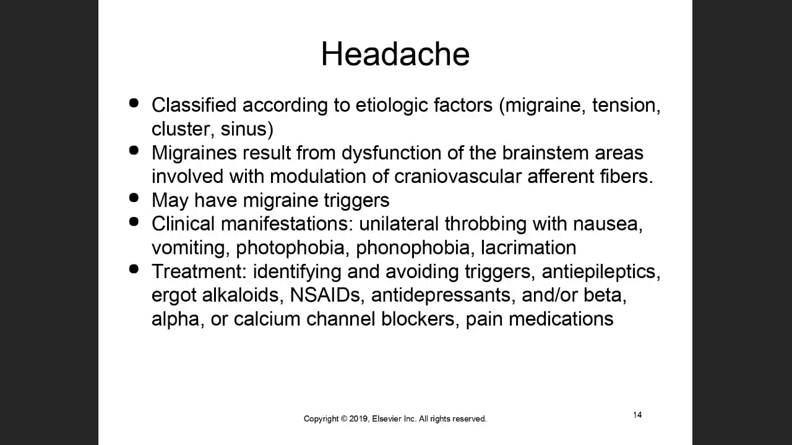Headache is classified according to etiologic factor: migraine, tension, cluster, and sinus. Migraine results from dysfunction of the brainstem areas involved with modulation of craniovascular afferent fibers. There may be a migraine trigger. Clinical manifestations: unilateral throbbing with nausea, vomiting, photophobia, phonophobia, and lacrimation. Treatment: identify and avoid triggers; antiplatelets, NSAIDs, antidepressants, beta and alpha blockers, calcium channel blockers, and pain medications.